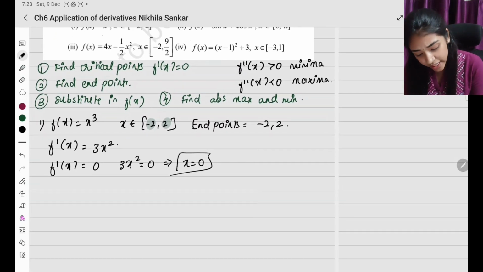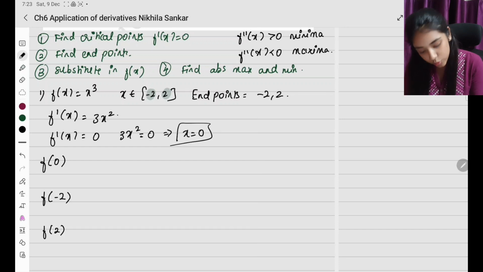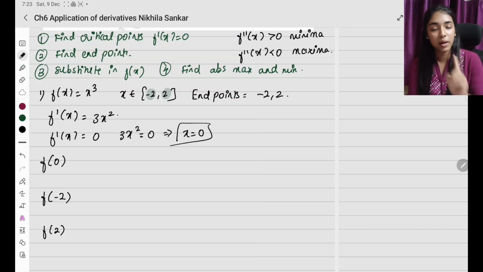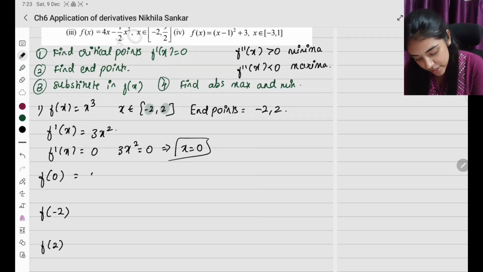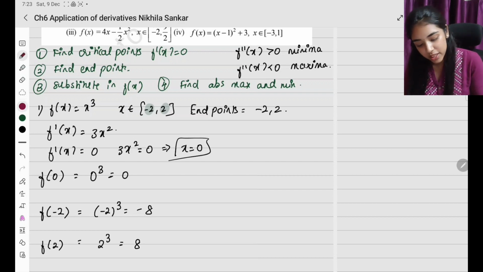Now I need to find how my function looks. So I need to do f of 0, f of minus 2, and f of 2. Among these I have to find which is the absolute maximum and which is the absolute minimum. Okay? When I substitute f of 0, I have 0 cube, which is going to be 0. Now substituting minus 2, I have minus 2 the whole cube, which is going to be minus 8. When I substitute 2, I have 2 cube, which is going to be 8. So which is the maximum value and which is the minimum value?